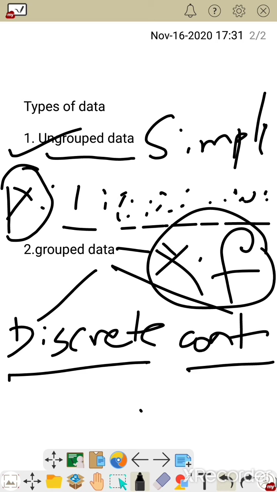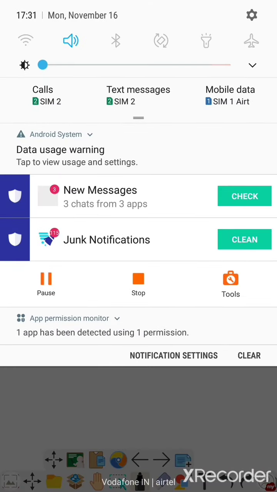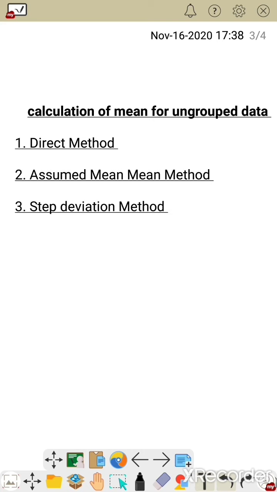Let us go to the calculation of mean for ungrouped data. Ungrouped means simple data. There will be no frequencies given, only the information about x is given. There are three main methods to calculate the mean for ungrouped data: first one is direct method, second one is assumed mean method, and third one is step deviation method.